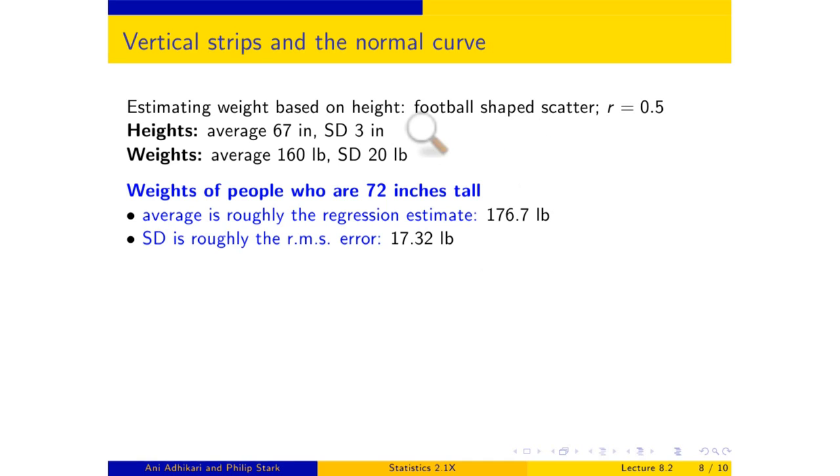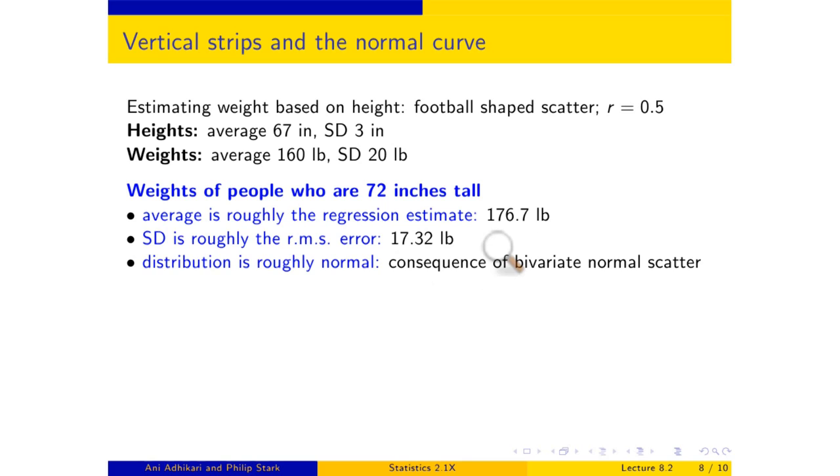And once again, relying on the football-shaped scatter, which I've said some time ago means bivariate normal, which has a technical definition that I won't give here. But what it allows you to do is what I know some of you desperately want to do, which is to say, okay, average 176.7, SD about 17, the distribution is normal. Yes, you may assume that it is a consequence of the bivariate normal distribution.